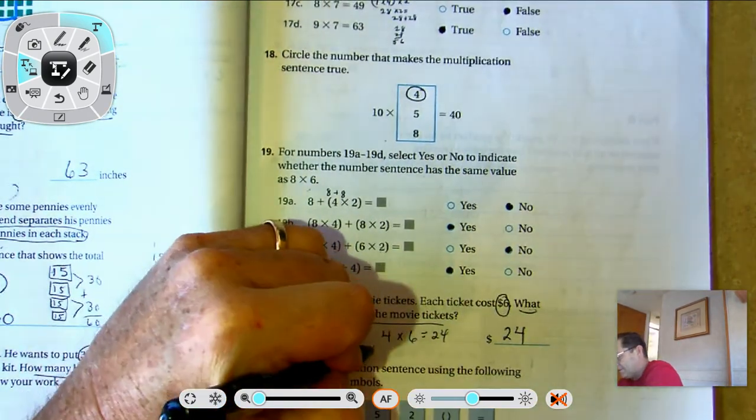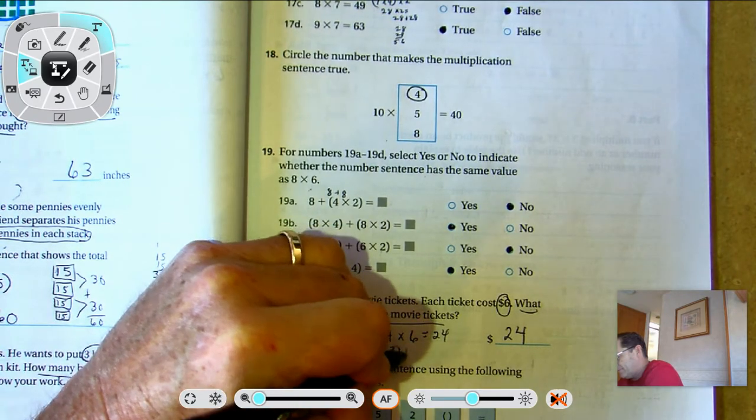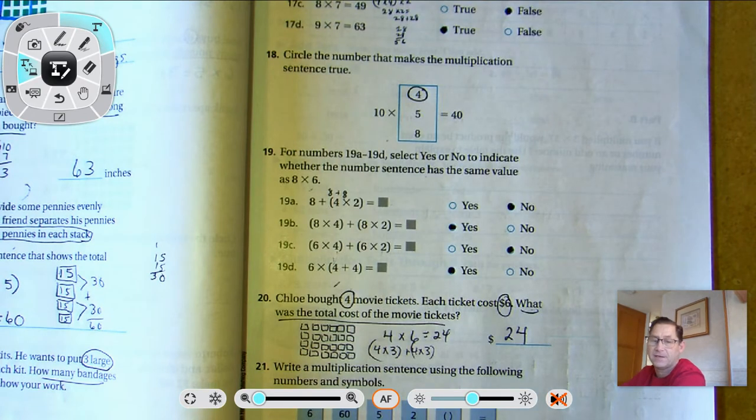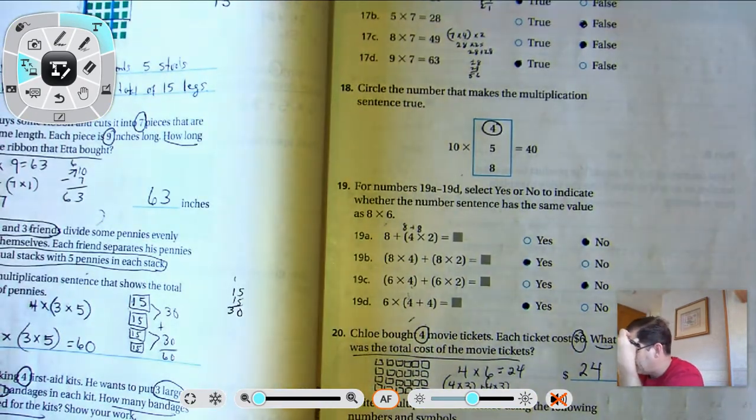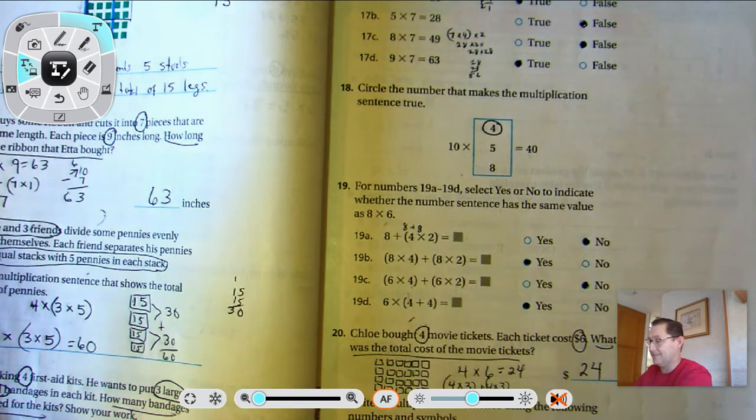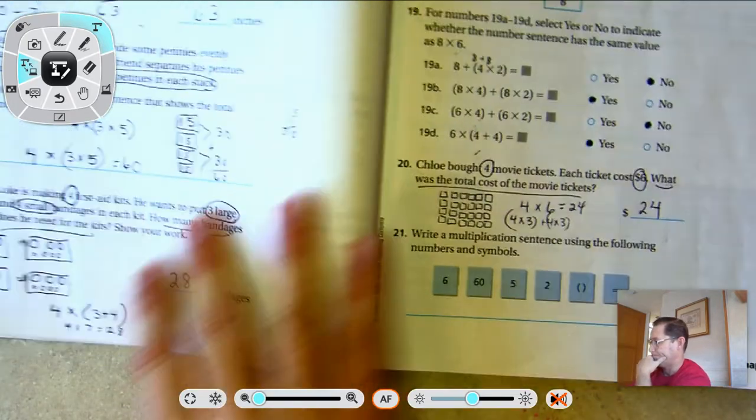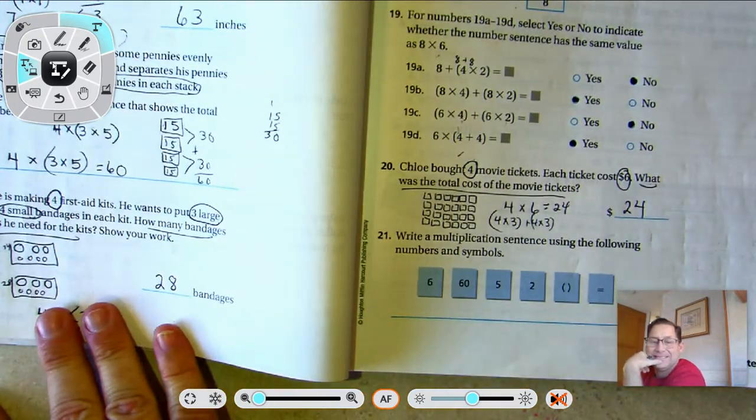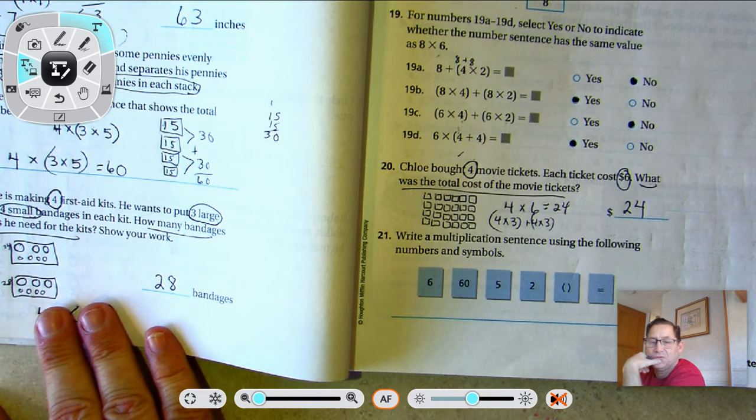I could have broken this into 4 times 3 plus 4 times 3 to solve that. 12 plus 12, 24. All right, 21. Write a multiplication sentence using the following numbers and symbols. So we have 6 and 60 and 5 and 2, and we have some parentheses, and we have equal sign.